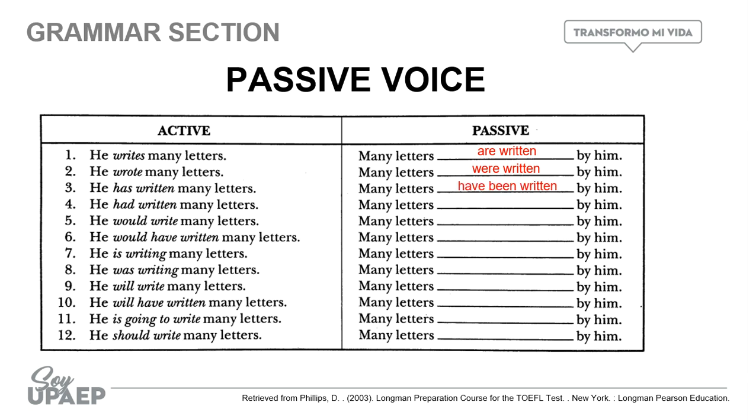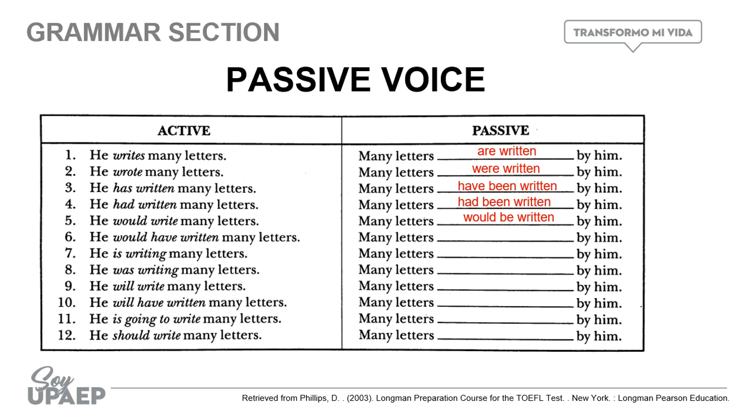Many letters have been written. Yeah, that is the passive voice for he has written many letters. Okay, if you notice, the sentence is in present perfect. So we need the verb to be in present perfect plus the past participle of the main verb. He had written many letters. Many letters had been written. Okay, so we need the verb to be in past perfect plus the past participle of the verb written.